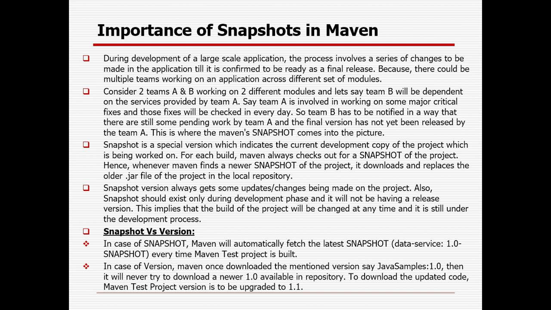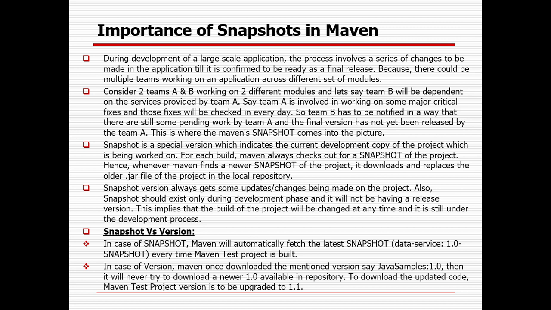Multiple times I have also been asked in interviews, what is the importance of the snapshot? The snapshot will give you the updated code based on the latest changes, but any fixed version you use will not give you that. So here I have given an example: consider two teams A and B working on two different modules, and let's say team B is dependent on the service provided by team A. Say team A is working on some major critical fixes, and those fixes will be checked in every day. So team B has to be notified that there is still some pending work by team A, and the final version has not been released by team A.